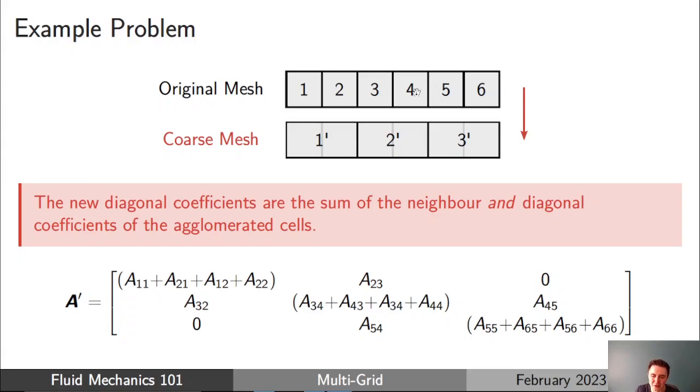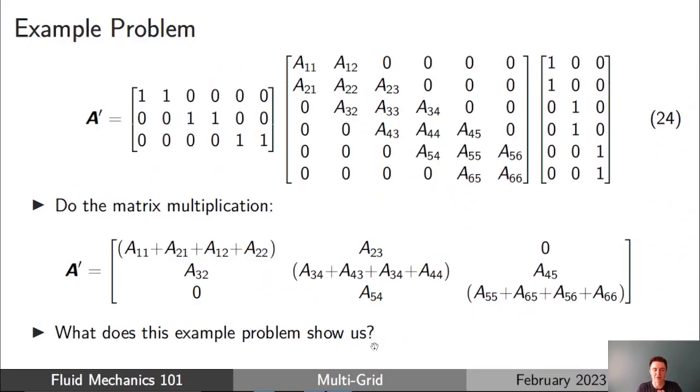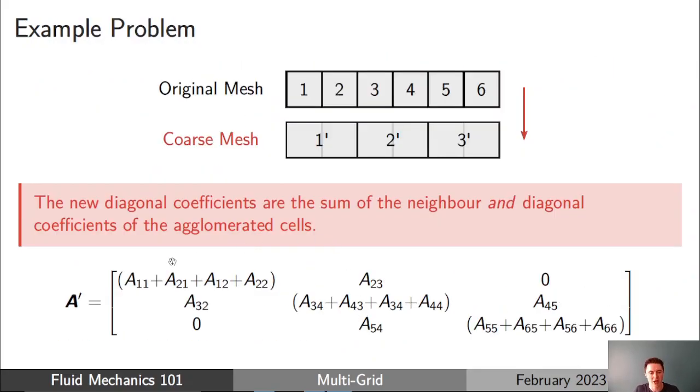But of course the coefficients 4, 5 and 5, 4 remain unchanged because we didn't combine those cells together. So this is telling us that physically the result A prime is approximately equal to RAP. What's happening when we evaluate that matrix multiplication is that we're combining the neighbour and the diagonal coefficients together when we form those new cells.